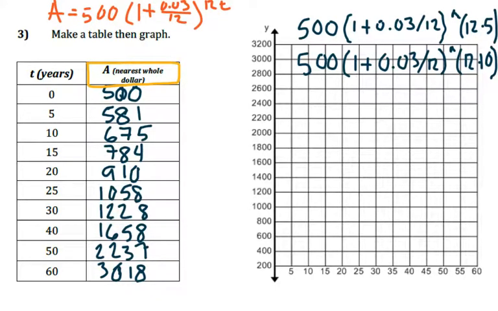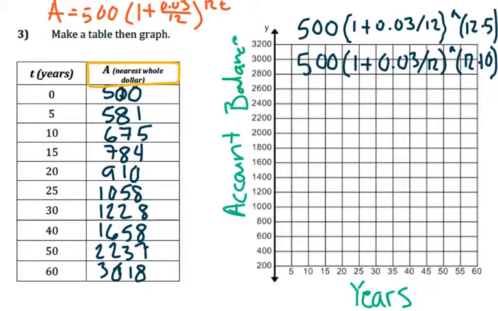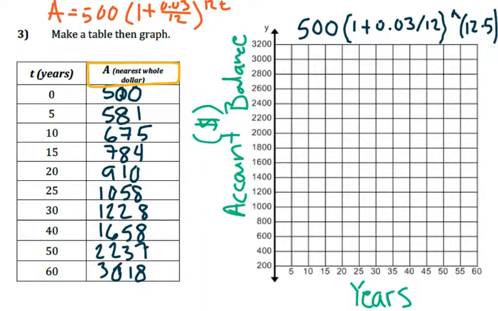Now that we've filled in our table, we can take each row across and plot that point on our coordinate plane. But before we do, let's go ahead and label our axes. The x-axis, or we could call the t-axis, is the number of years, and the y-axis is the account balance, and of course the account balance is in dollars, so we're going to put in dollars. Now we'll plot our points.